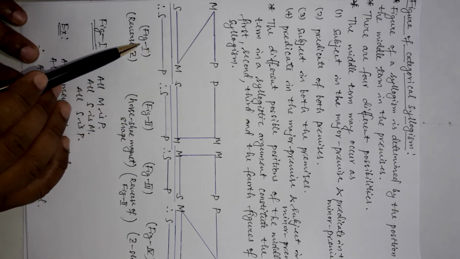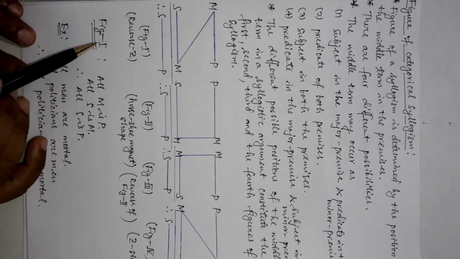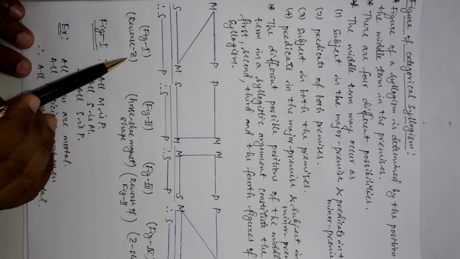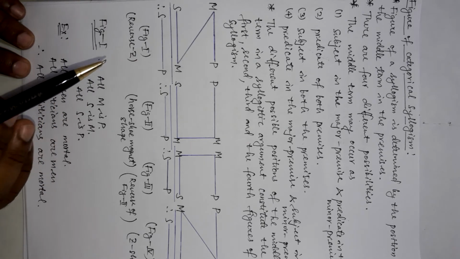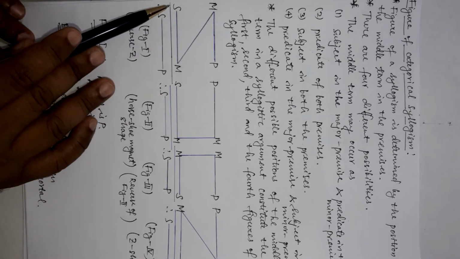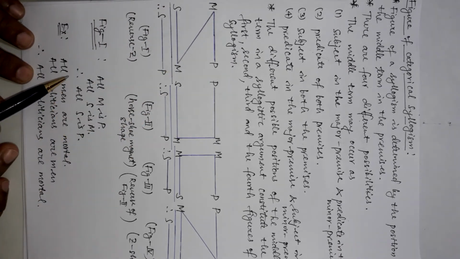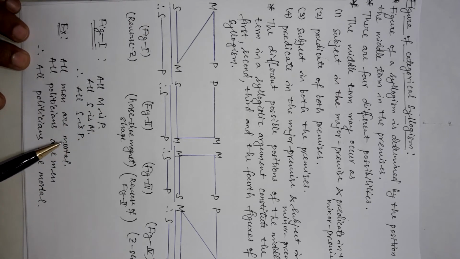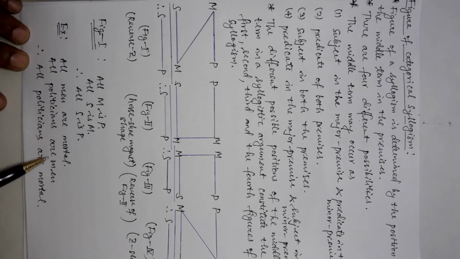Now, you can see figure 1 here, it is looking like a reverse Z shape. Here, the argument is like this: all M is P, all S is M, and therefore the conclusion is all S is P. We can take one example of this type: all men are mortal, all politicians are men, therefore all politicians are mortal. Okay friends.